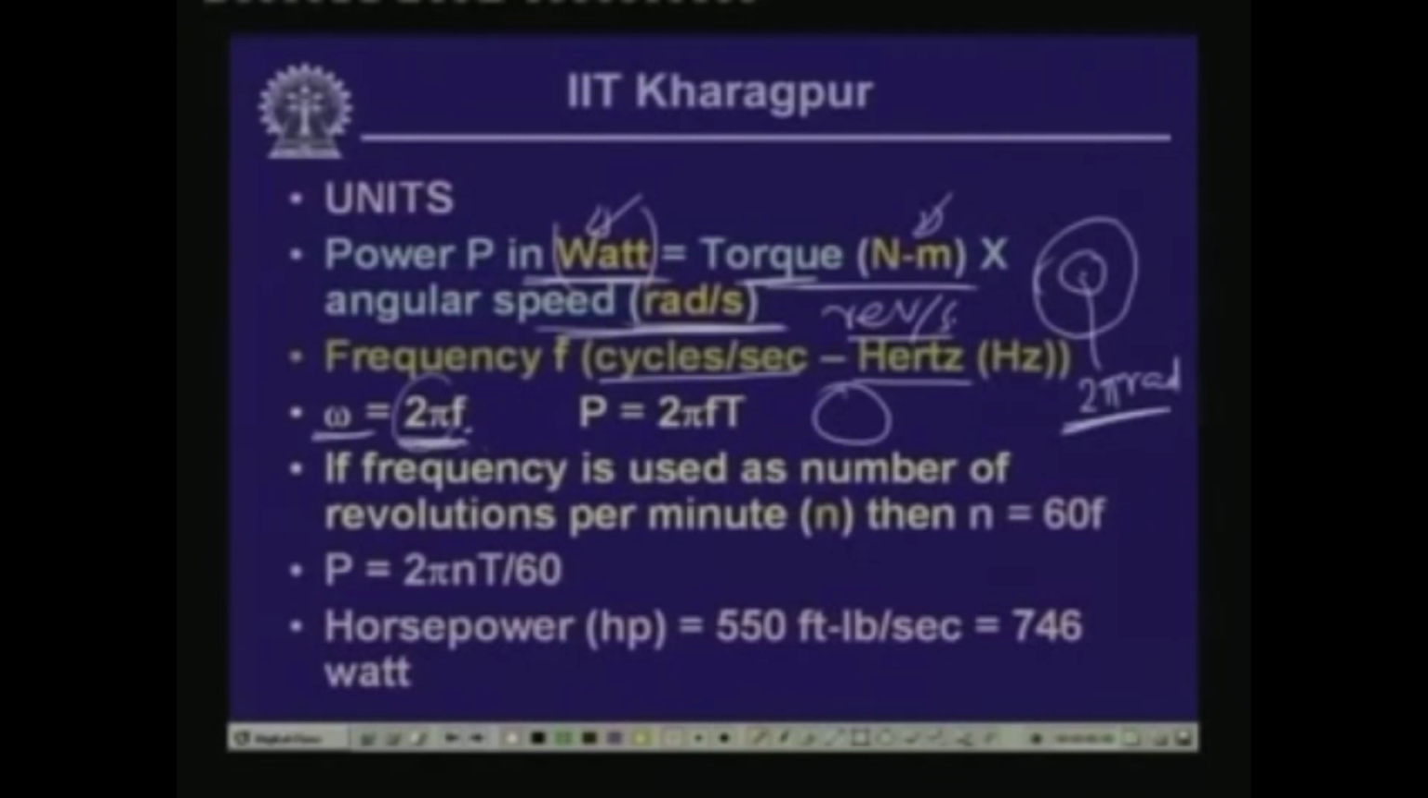So, this is twice pi f radian per second, and hence if we substitute for omega, we get the expression for power P equals twice pi f T, and this is the relationship between the transmitted power and the twisting moment T, where f is the frequency at which the shaft is rotating. F is the frequency, T is the torque that is being applied in the device, and P is the power that is being transferred through the rotation of the shaft.